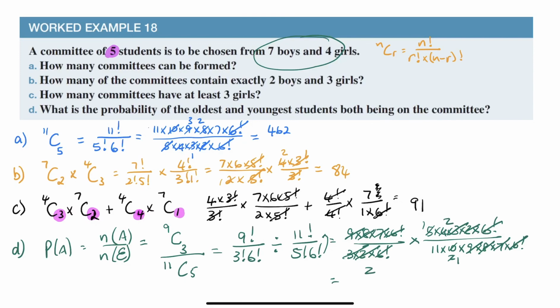My answer is 2 in 11. So there's a 2 in 11 chance that the youngest and the oldest are both on the committee. It doesn't matter who they are.